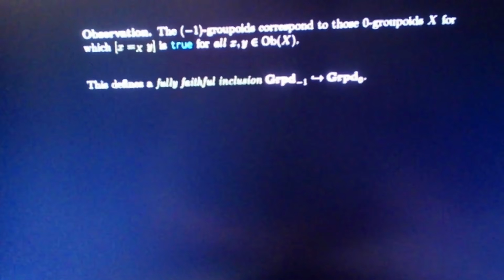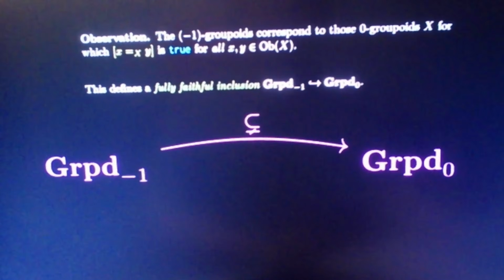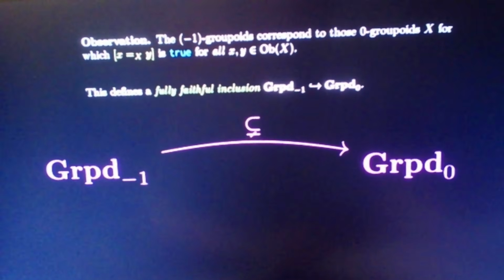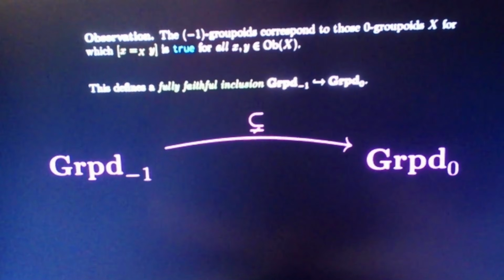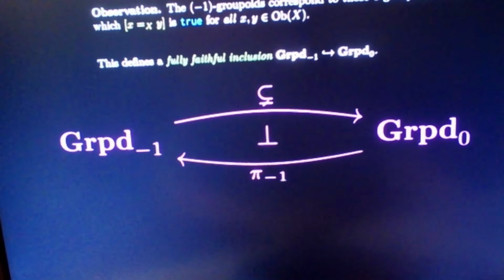There is one last thing I should say before moving on. There is a way of going back from zero groupoids to negative one groupoids as well. In fancy jargon, this inclusion of negative one groupoids into zero groupoids admits a right adjoint, which I could call pi minus 1. Wait, hold on.